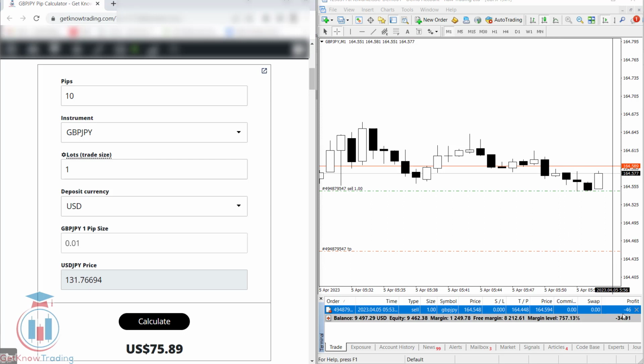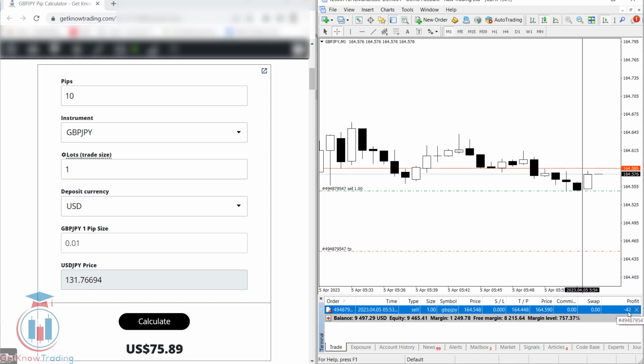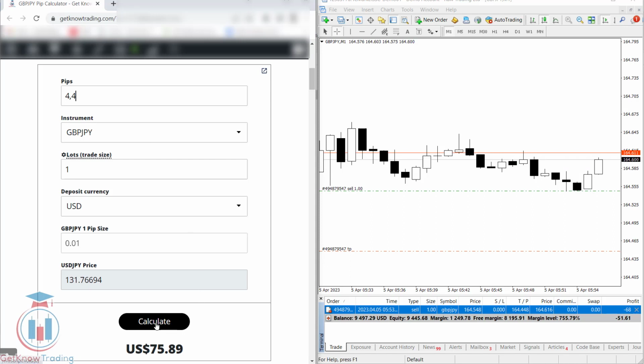And also you can see here in the profit column, you can click the right mouse button, go to the profit and set it as points or deposit currency. You can leave it as points because here you can see the number of pips, which means minus 4.4 pips, which is equal to $33.40. So when you go here and enter 4.4 pips and calculate the value, it will show you 33.39. So for example, let's try to put the same value here, so you can see the same value in the pip value on the calculator and also the trading platform.